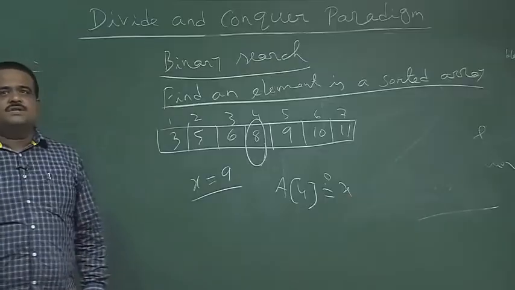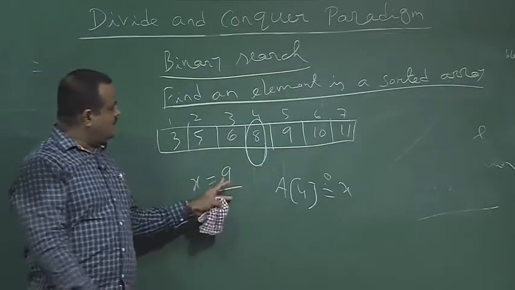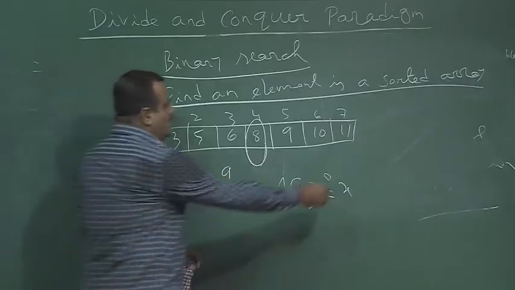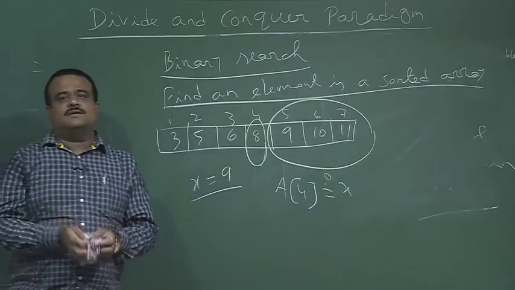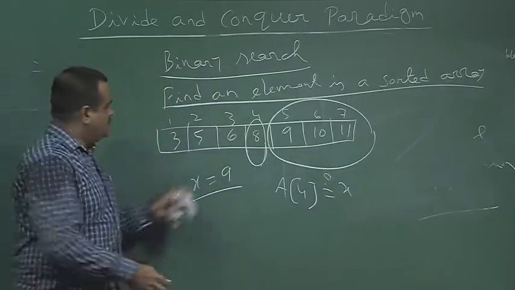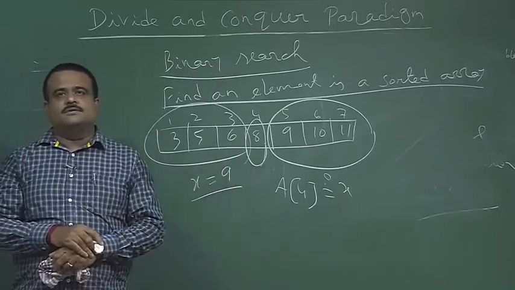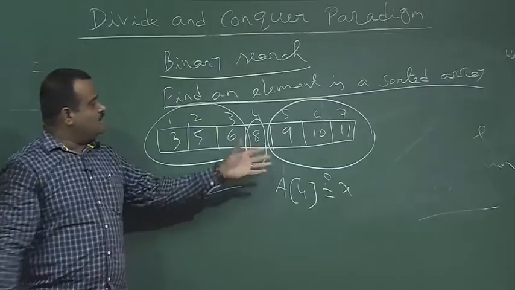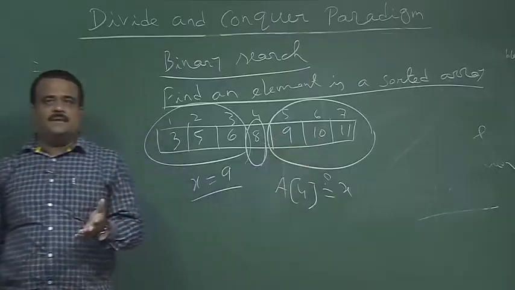If not, it is not matching, so we are not lucky. So, we check whether 9 is greater than the middle or not. If it is greater, we will look at the right sub array. If it is less, we will look at the left sub array. That is the divide step, and in the conquer step we will recursively look at that sub array.